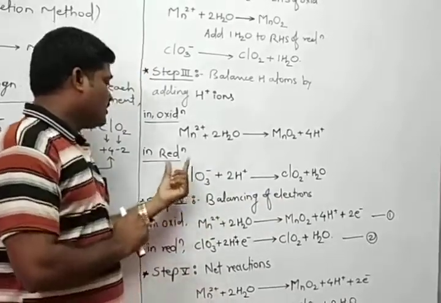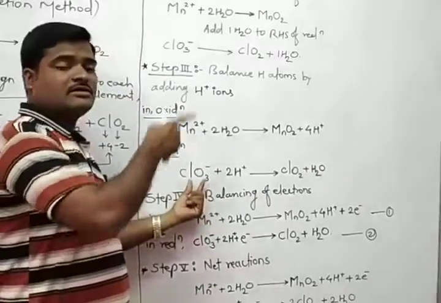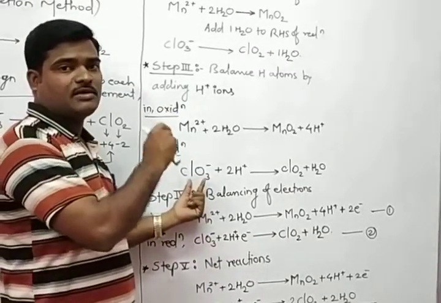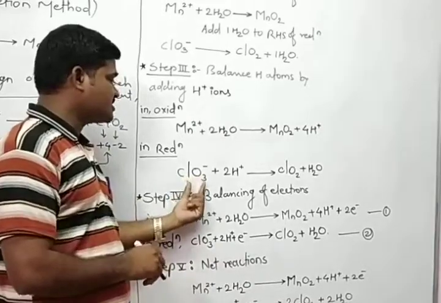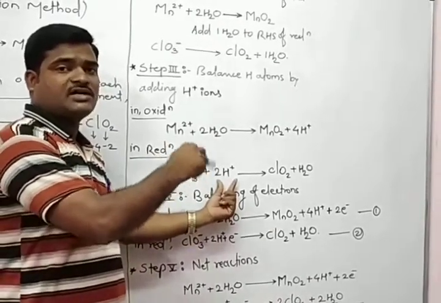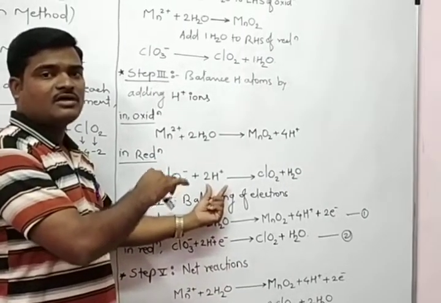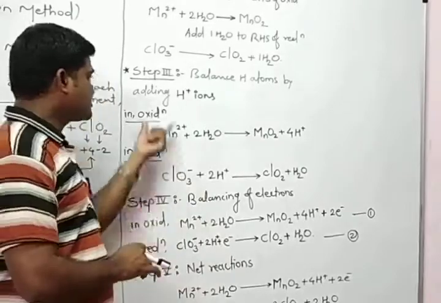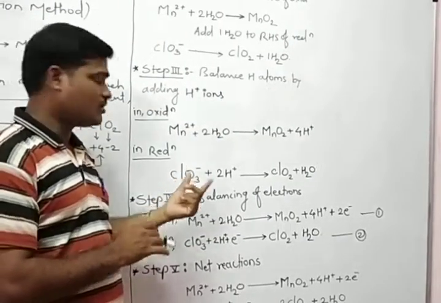So in reduction also, I have balanced oxygen atoms in the previous step, but hydrogen atoms are not balanced. So to balance those hydrogen atoms, I have to add 2 H+ ions at the reactant side, that is the left hand side of the half reaction. So this is step 3, that is balancing of H+ ions.